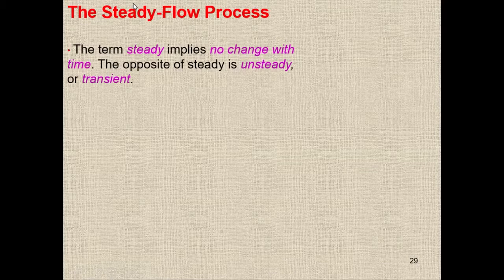Now, here we have a steady flow process. Normally, when we talk about steady, it means constant with respect to time. The term steady implies no change with time. The opposite of steady is basically unsteady or transient process. So normally we use steady and unsteady. Steady means there is no change with respect to time.